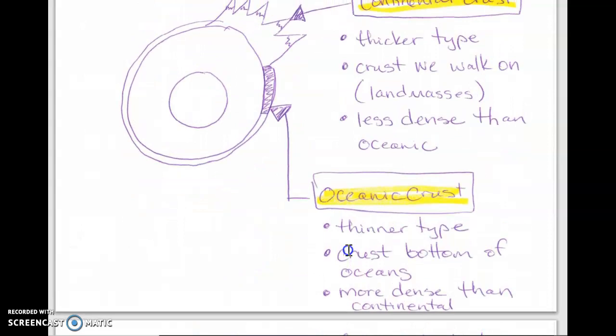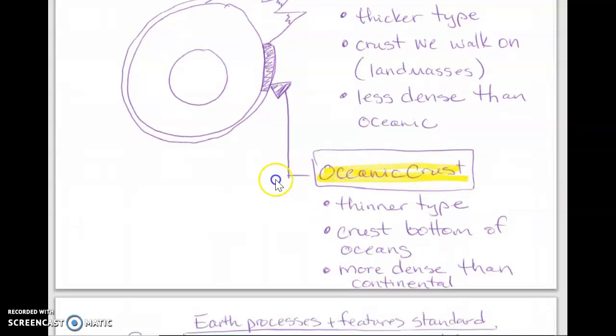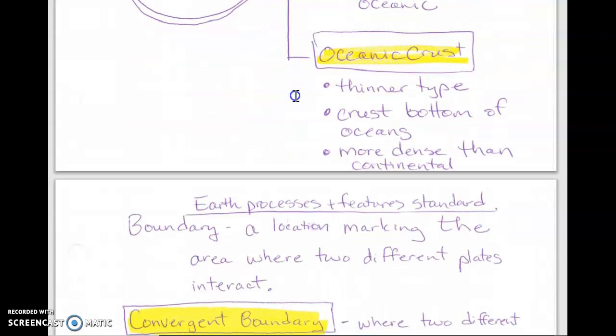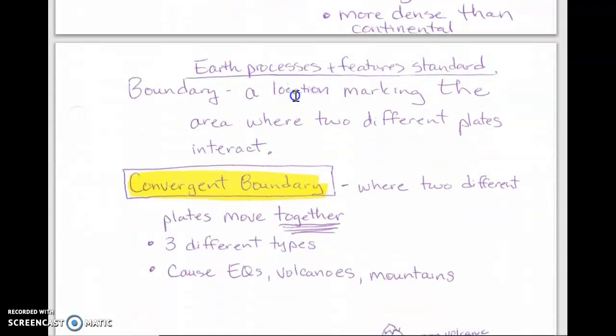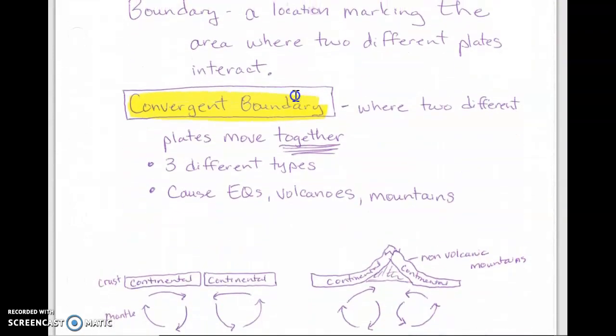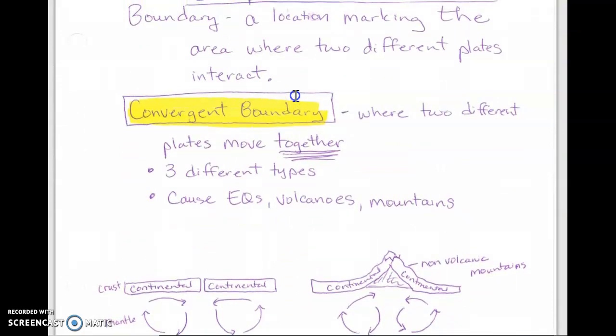So continental crust is going to be less dense. Oceanic crust, because it forms with the entire ocean pressing down on it, is going to be more dense. And that takes us into the different types of boundaries.